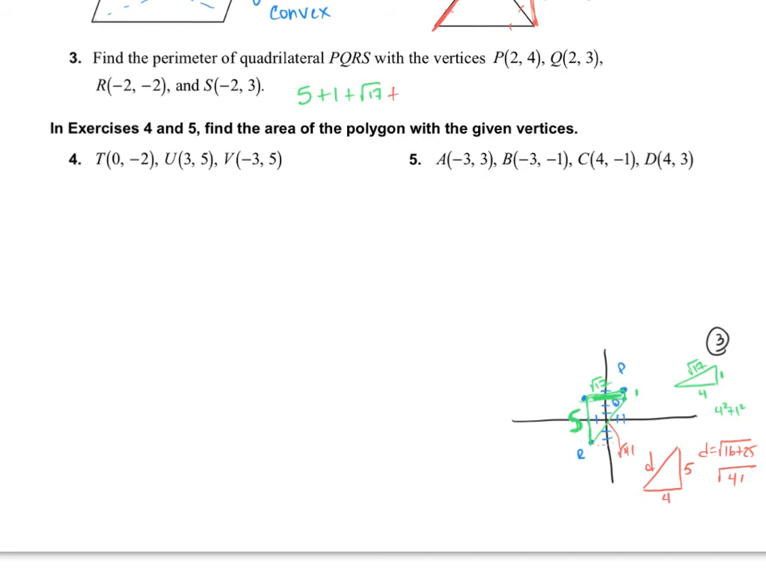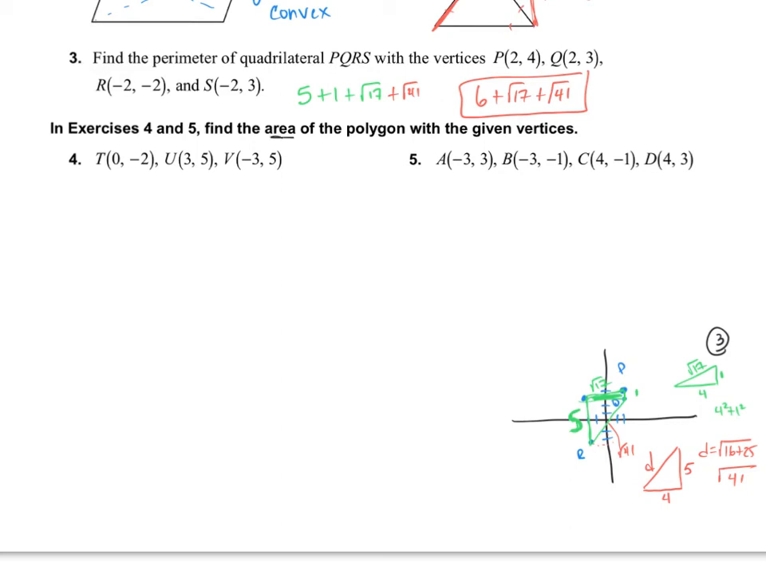So that's added onto this. So this whole thing will be 6 plus the square root of 17 plus the square root of 41. If I asked you to do this as a decimal, you would change these to a decimal. But for now, I'm just going to keep them in square root form. All right, let's do the next one. Let's see if these are just as difficult.